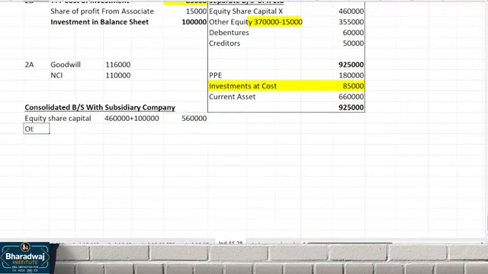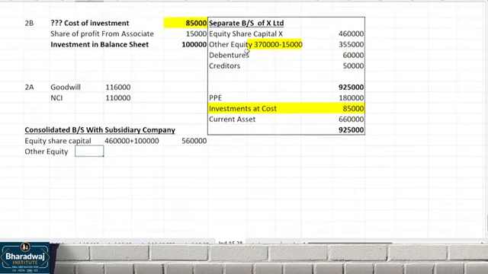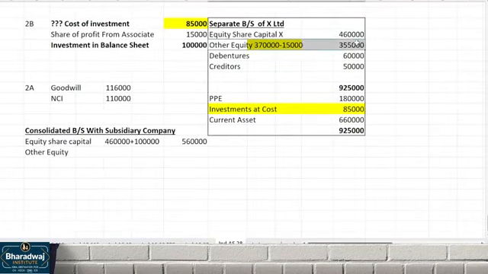Then other equity. Don't take it from there. Now look at the value of other equity, we have revised it here. What is the value of other equity? 3,55,000. Don't copy the answer. The answer is there in your material. You can verify it later.